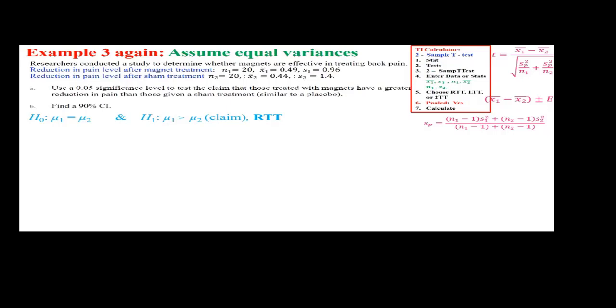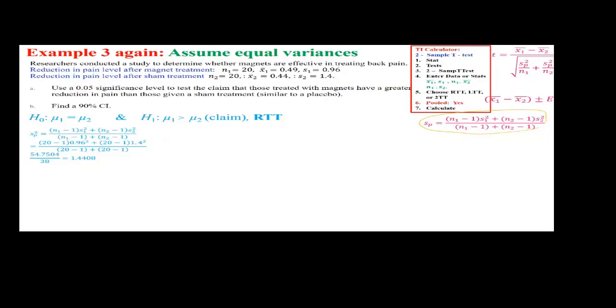Number one, you have to calculate S sub P. So take a look at the formula here. We need to calculate this. This is the pooled variance. We go through the process and we come up with the answer. Granted, it takes a little bit of time to calculate this, but it's really not too bad. You plug the information into the formula, and you end up with S sub P being 1.4408.